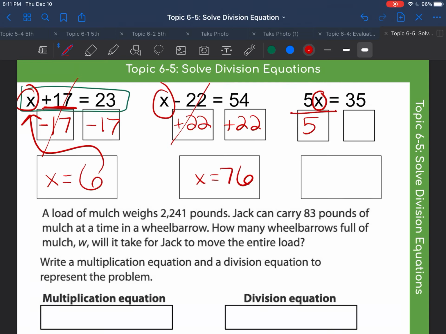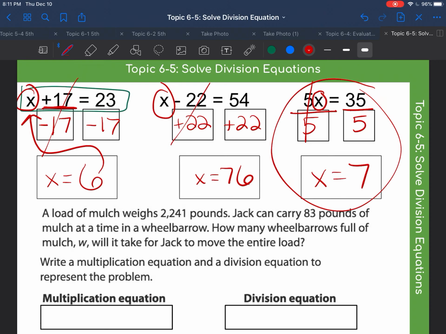Okay? And 5 divided by 5 is 1. 1x is equivalent to just x, so they cancel out. Whatever we do to one side, we do to the other. So we divide by 5 on the other side. So x equals 7. Okay, so that's just a little refresher on how to solve equations, more specifically that last problem, division equations. So let's look at this problem right down below.